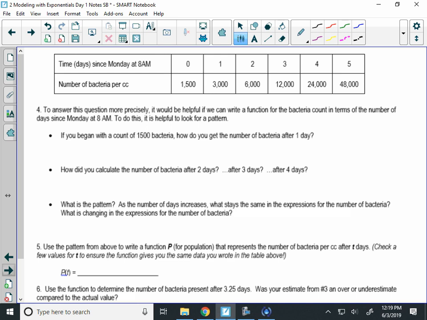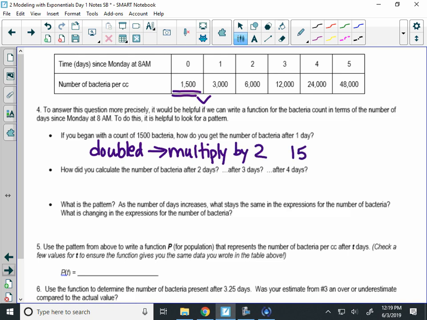So we want to answer that question more precisely, and I copied our table up here. To answer that question more precisely, we need to write an exponential function. So it says, if I began with a count of 1,500 bacteria, which is right here, how do I get the number after day 1? Well, we said that we doubled. Well, we multiplied that value by 2. So we took our 1,500 and we multiplied it by 2.